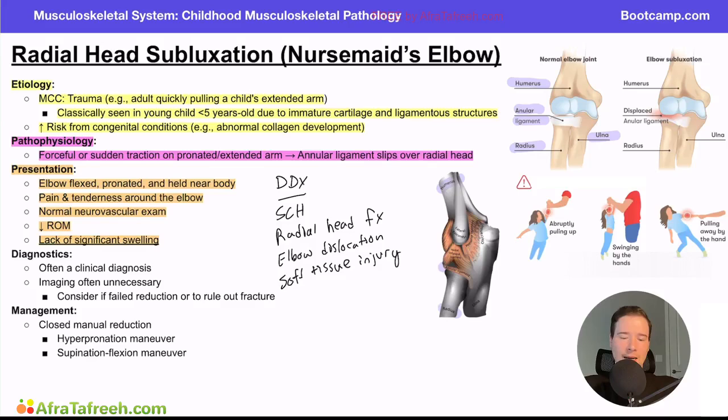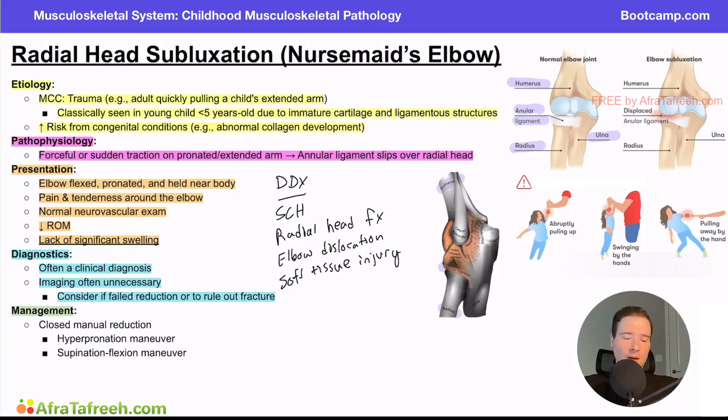Now, when we think about the diagnostics here, this is typically going to be a clinical diagnosis. That is to say, we don't necessarily need imaging. It's based on the history, the examination, and the presentation of the patient. So you don't always need imaging. However, if you fail to reduce the arm, which we'll talk about in a second in the management section, you may consider some imaging to rule out a fracture.